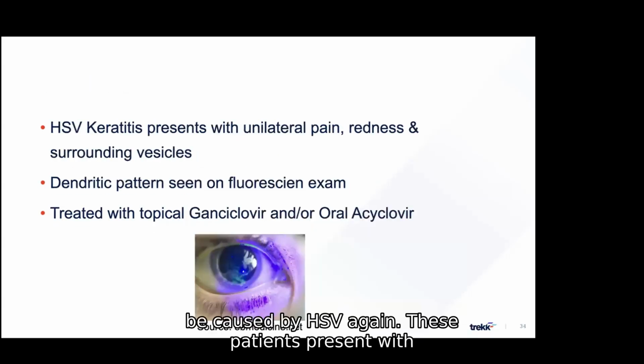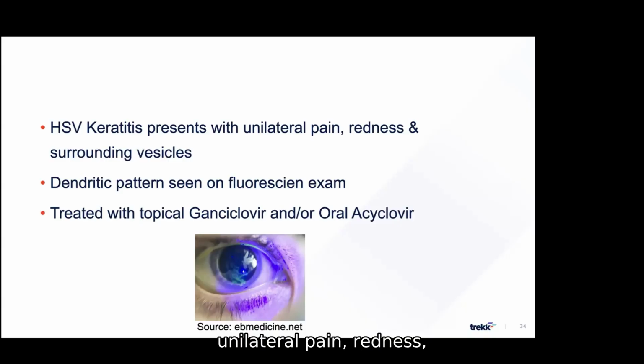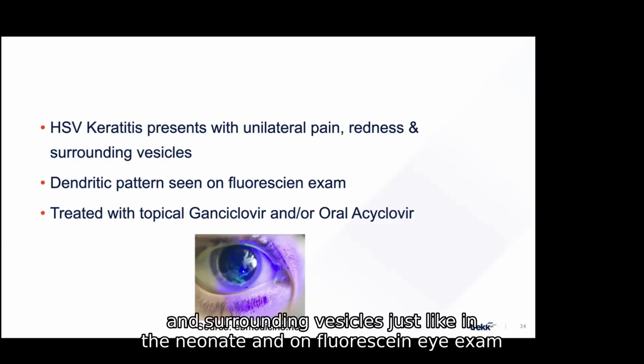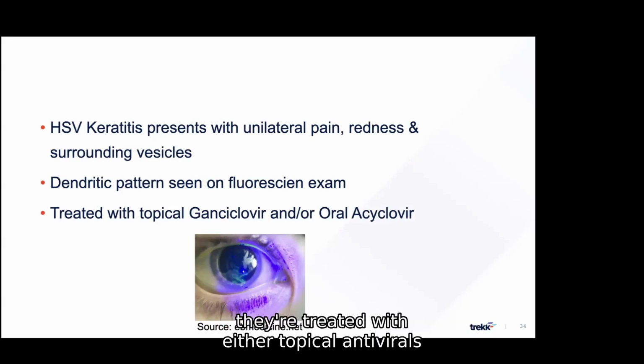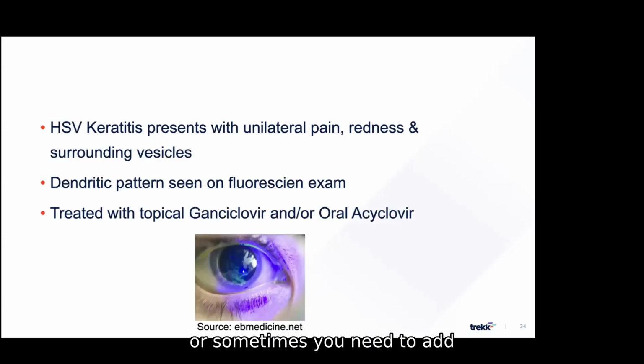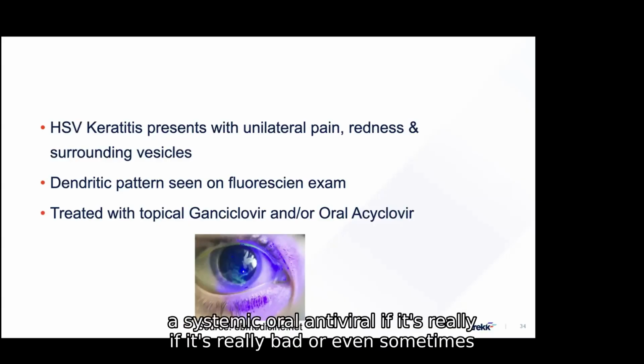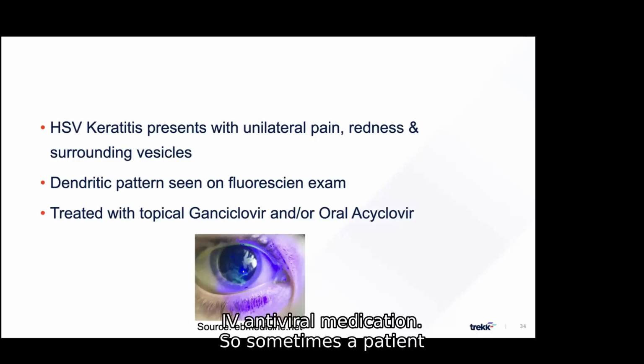Keratitis could also be caused by HSV again. These patients present with unilateral pain, redness, and surrounding vesicles, just like in the neonate. And on fluorescein eye exam, you'd notice a dendritic pattern, which is pathognomonic for HSV infection. And they're treated with either topical antivirals, or sometimes you need to add a systemic oral antiviral if it's really bad, or even sometimes IV antiviral medication.